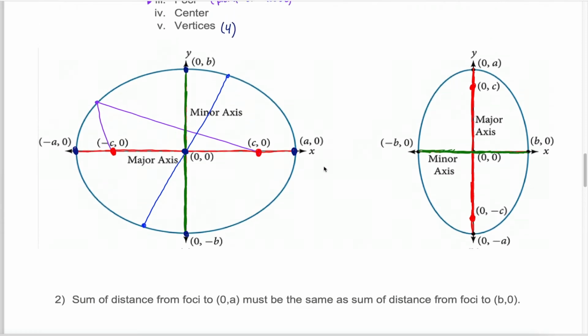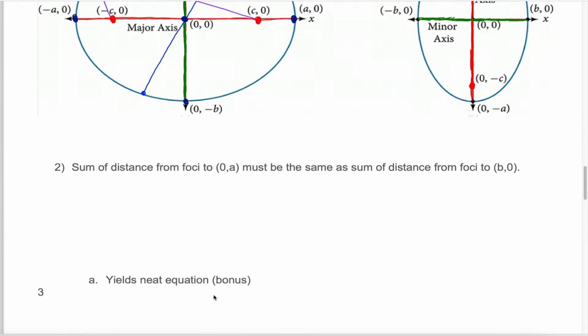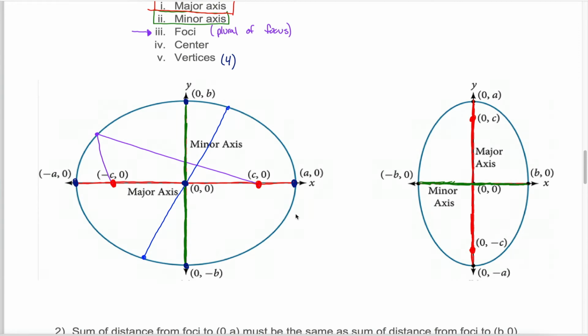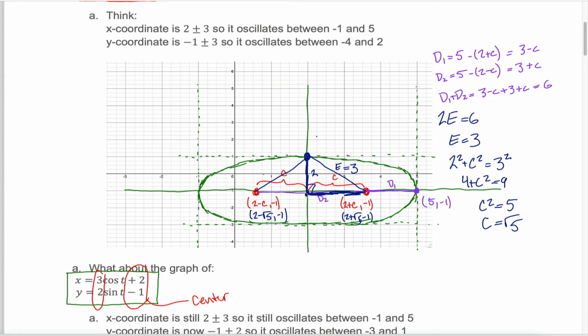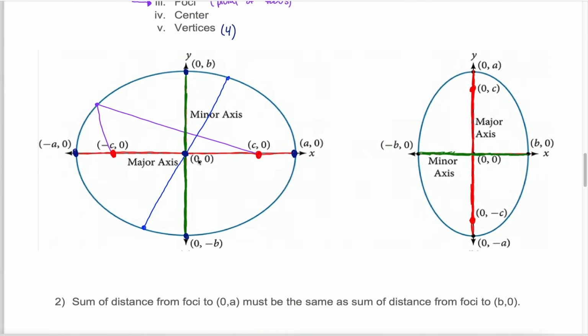Well, good news. We can do that again, but do it a little bit more generically, and that'll end up providing us with a really nice equation to figure out the coordinates of these foci. If instead of looking at an ellipse that's centered over here at 2, negative 1, I consider this ellipse that's centered at 0, 0, I'm again going to let c represent the distance along the major axis from the center to the foci, and let a represent the distance from the center to the vertices along the major axis, and b represent the distance from the center to the vertices along the minor axis.